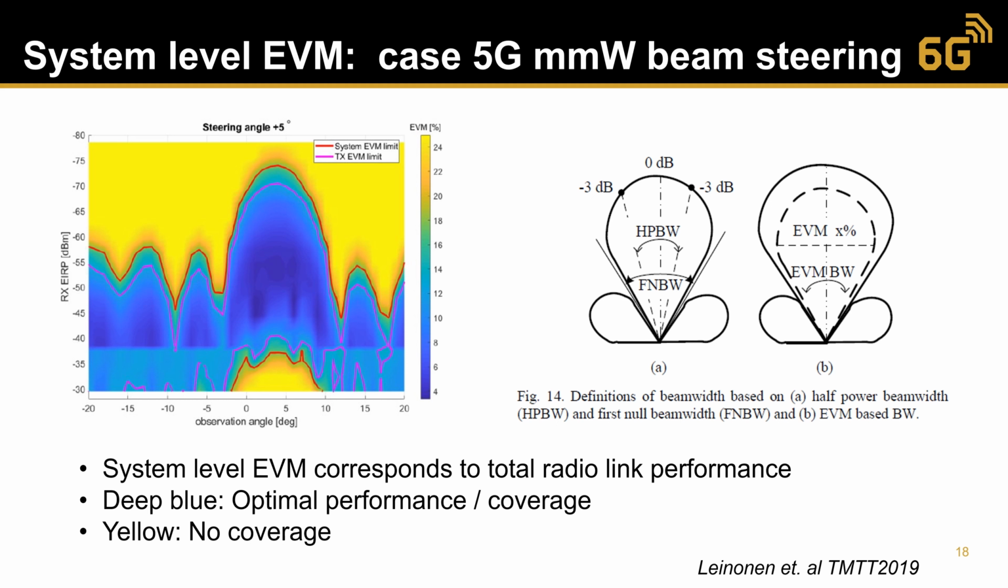The system level EVM based radio beam width differs from the half power and first null beam widths, and the system level EVM beam width is the most realistic beam width which can be used for cell coverage analysis.